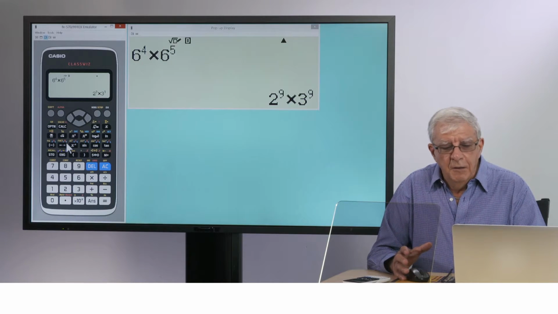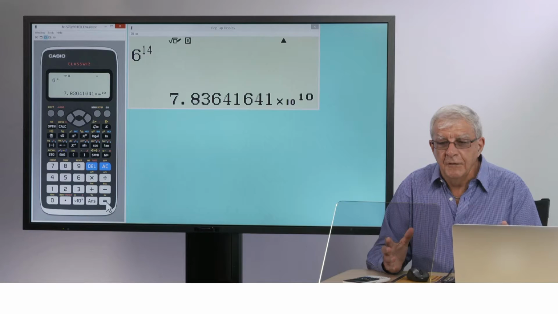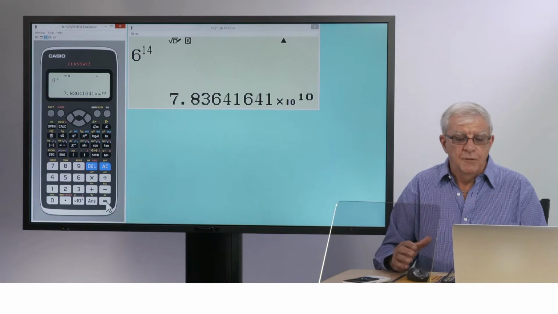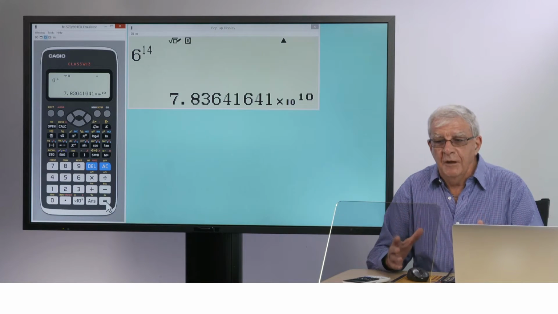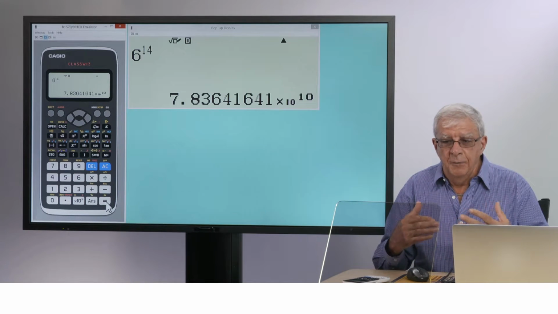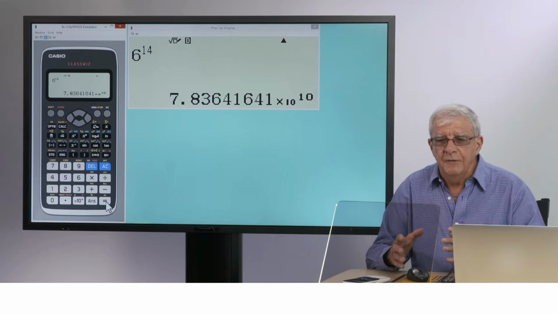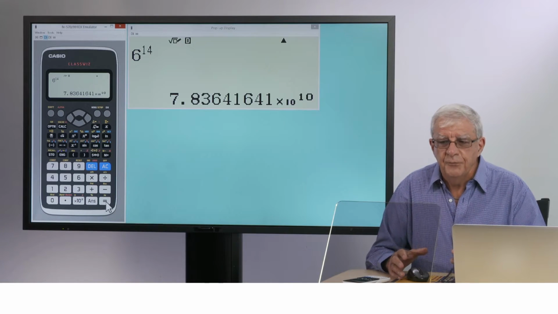And the ClassWiz allows them to find other examples of how indices work. For example, 6 to the power 14 is a very large number, but it's too large for students to explore with the ClassWiz. So students will need to be careful about the sizes of the numbers, but when they're just learning about indices, that of course is not a problem.